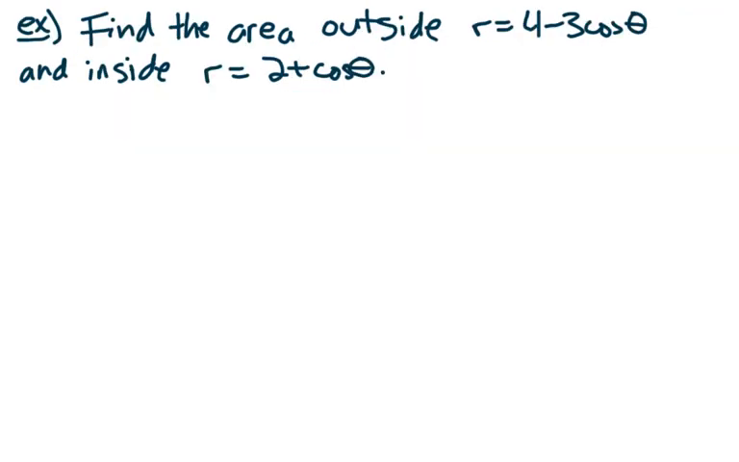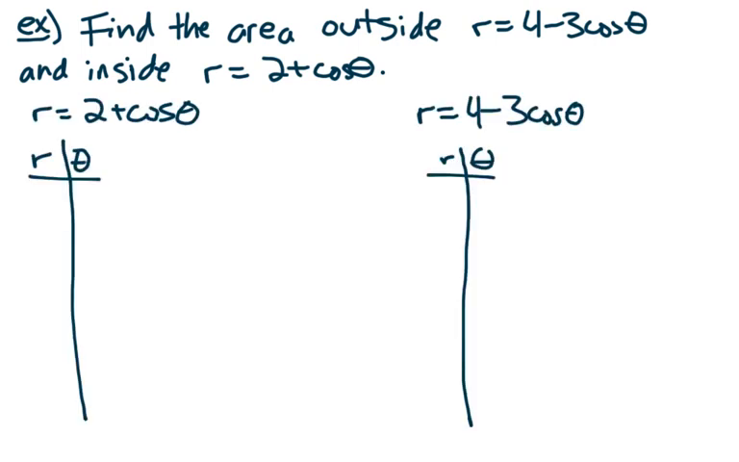So how about our first example of this? Find the area outside the curve r equals 4 minus 3 cosine theta, and inside r equals 2 plus cosine theta. The first thing we want to do is graph these, so we have an idea what's inside what and what's outside what. Once we do that, we're generally going to have to look for intersections, if any exist. So first of all, let's make tables for each of these.